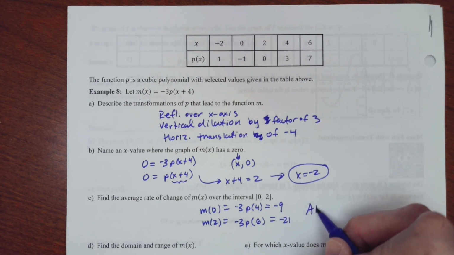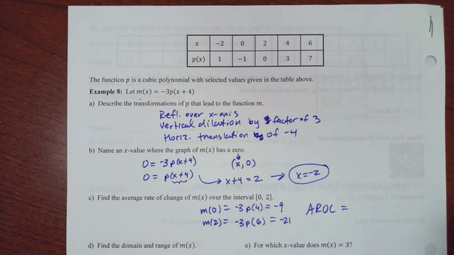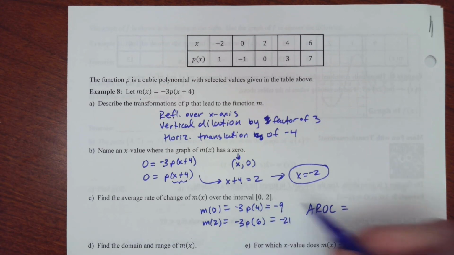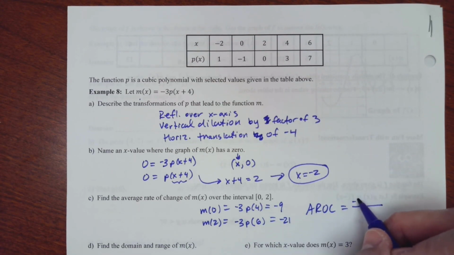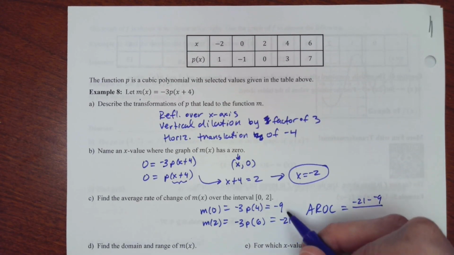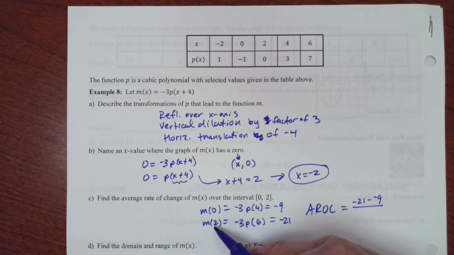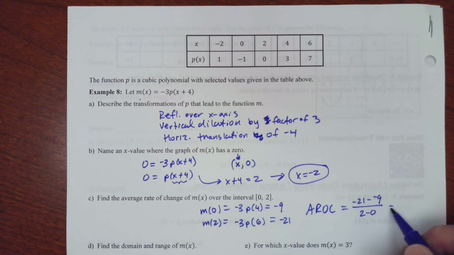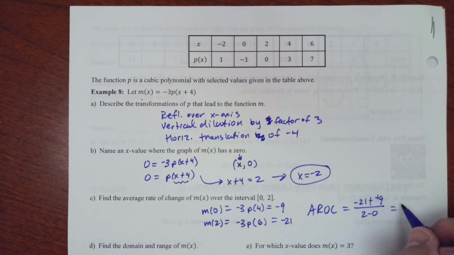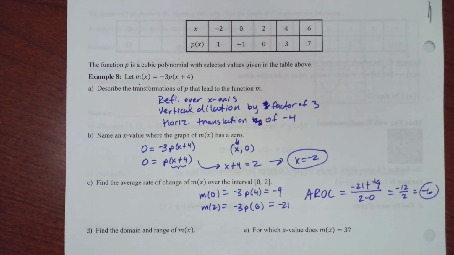All right, so my average rate of change is going to be, I need to subtract these and subtract those. So I think I will do negative 21 minus negative 9. And then I'll be doing 2 minus 0. So that's negative 12 over 2. So negative 6 is my average rate of change.